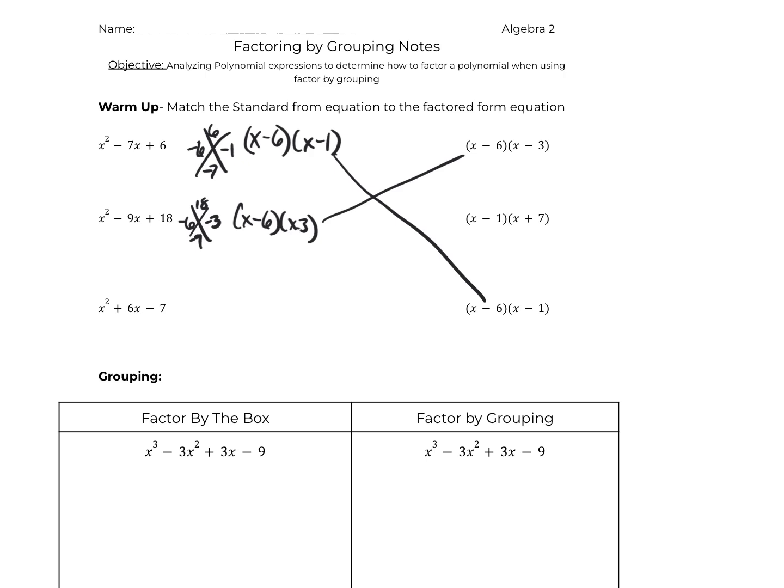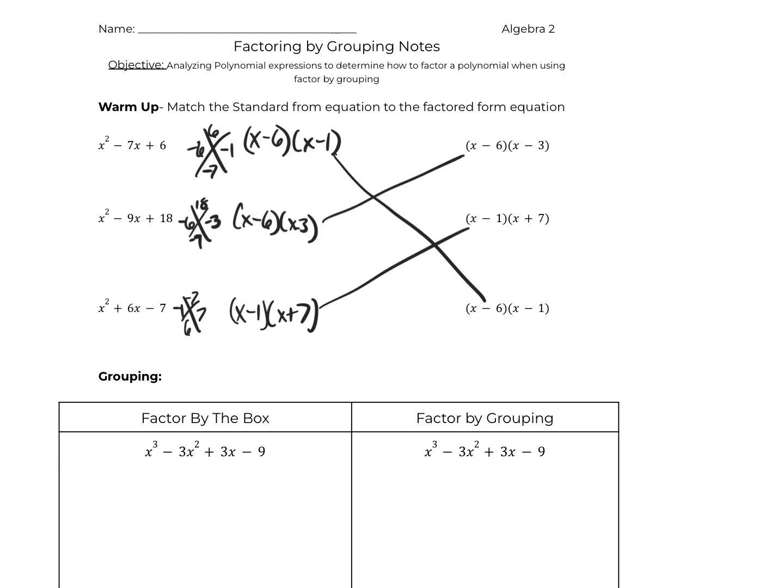And then lastly, I have a negative 7 on top and a positive 6 on bottom. So factors of negative 7, where the bigger number is positive, it's just going to be negative 1 and positive 7. So x minus 1 and x plus 7. And that, of course, is that middle one.